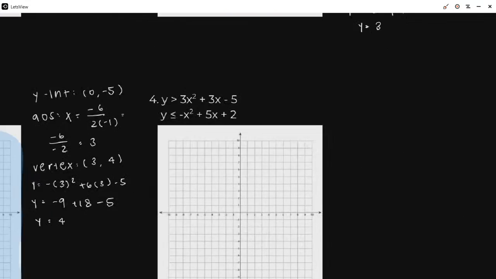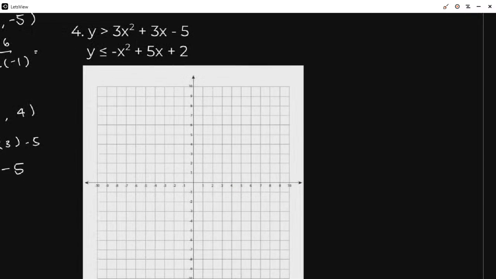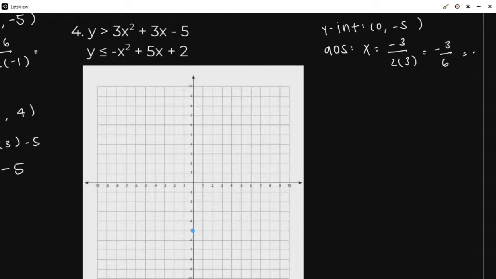Okay, last graphing one, we have y is greater than 3x squared plus 3x minus 5. So for this one, we know the y-intercept is at 0, negative 5, which is right here. And then to find the vertex, we have to first find the axis of symmetry, which is going to be negative 3 over 2 times 3. So that's negative 3 over 6, which is negative 1/2.